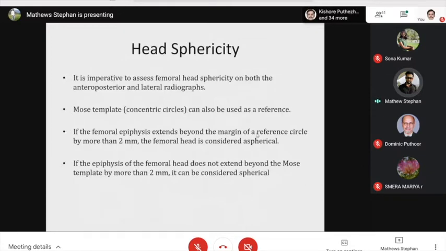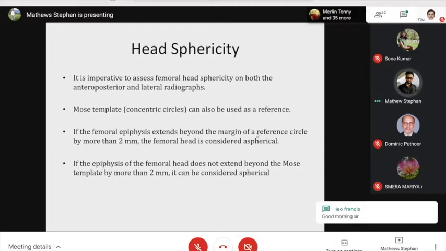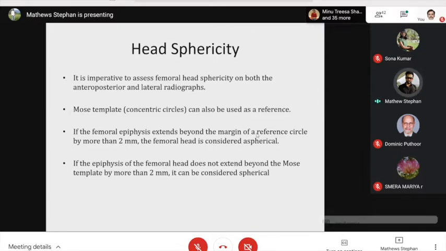Next, coming to head sphericity, it is imperative to assess femoral head sphericity on both the anteroposterior and lateral radiographs. The Mose template, a concentric circle, can be used as a reference. If the femoral epiphysis extends beyond the margin of the reference circle by more than 2 mm, the femoral head is considered nonspherical. And if the epiphysis of the femoral head does not extend beyond the Mose template by more than 2 mm, it is considered spherical.